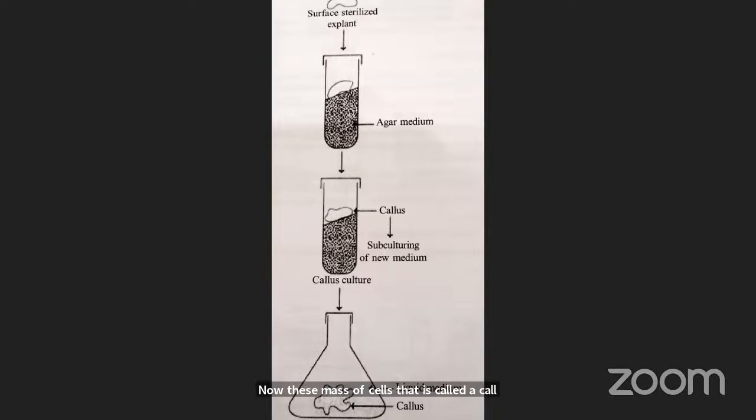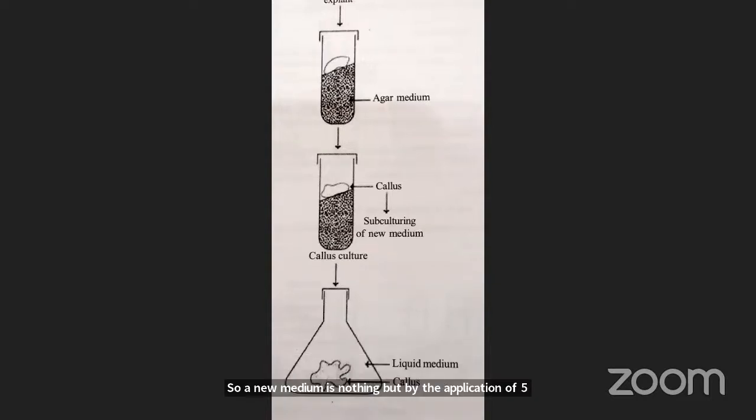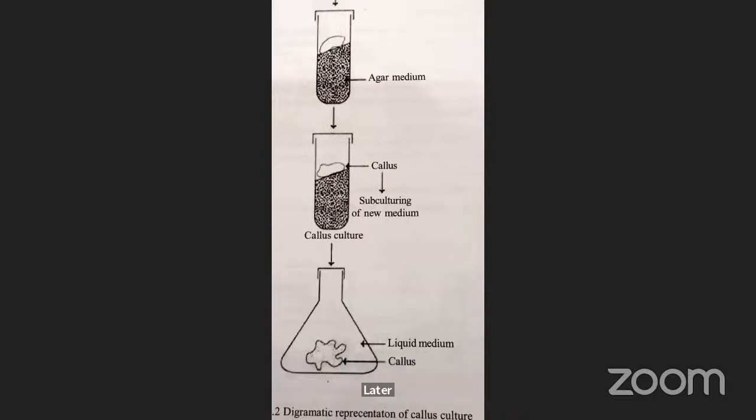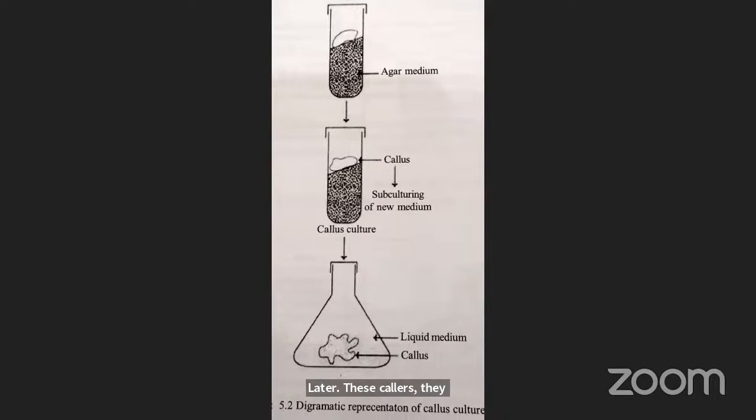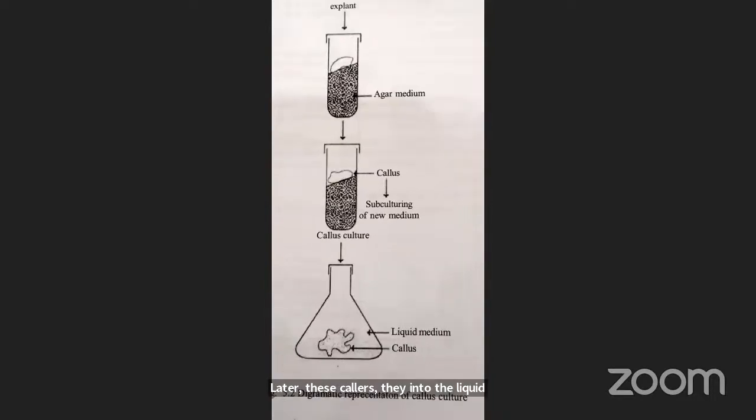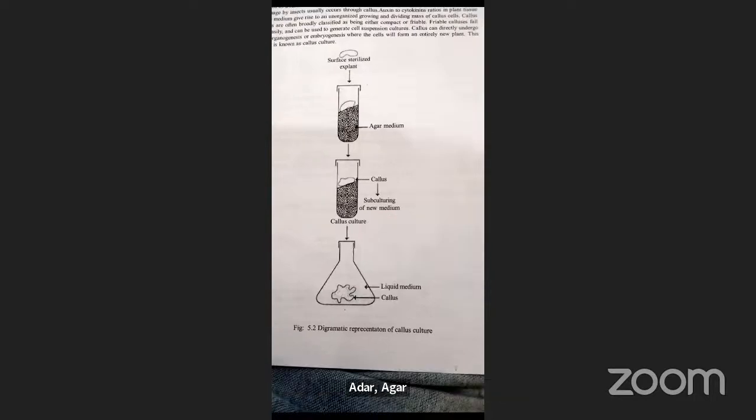Next, this callus is subcultured onto a new medium. A new medium is nothing but the application of phytohormones in a different concentration. Later, this callus is taken into the liquid medium. So liquid medium does not have agar. So this is the process of callus culture.